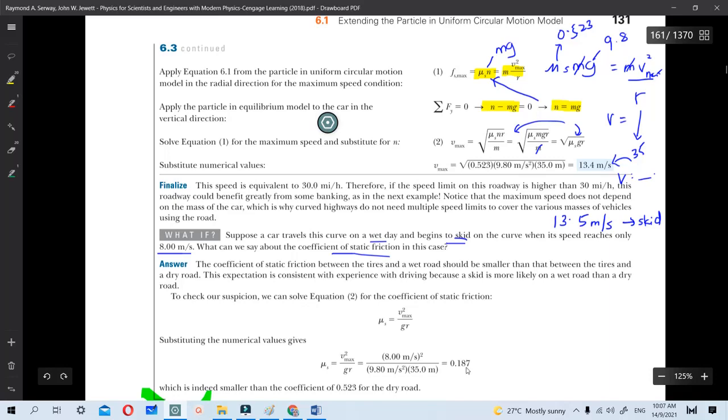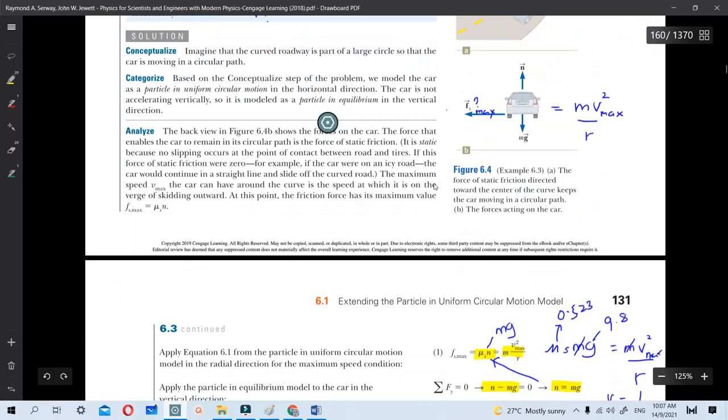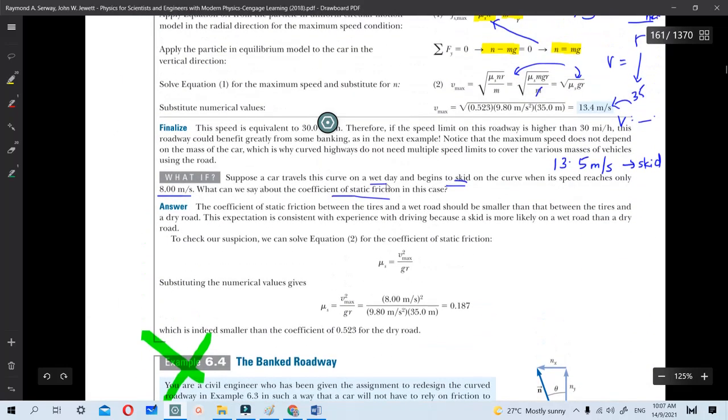Okay, now let's do a comparison. So earlier the coefficient is 0.523 because why? This is just a normal and dry pavement or dry road, so it should be rougher. In the case that it becomes wet, rain, okay, rain, hujan, so the coefficient becomes lesser. So indeed it's lesser as compared to the dry road.